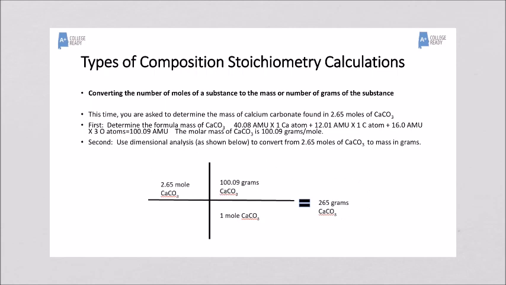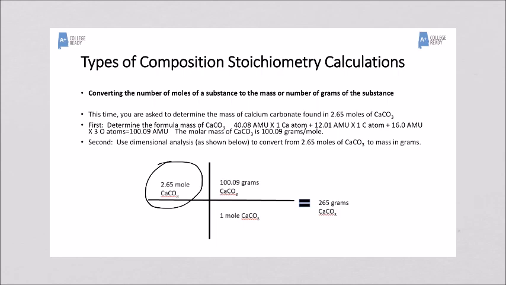So in this next problem, we're converting the number of moles to the mass. This time we want to determine the mass of calcium carbonate found in 2.65 moles. So again, we take our given, and we write it on the top left-hand corner of our factor label chart. We have to establish a conversion factor. Now we already established in the last problem that the molar mass of calcium carbonate is 100.09 grams, and that's equivalent to 1 mole.